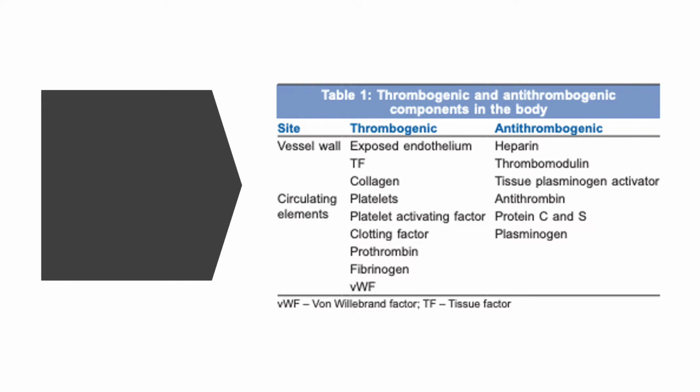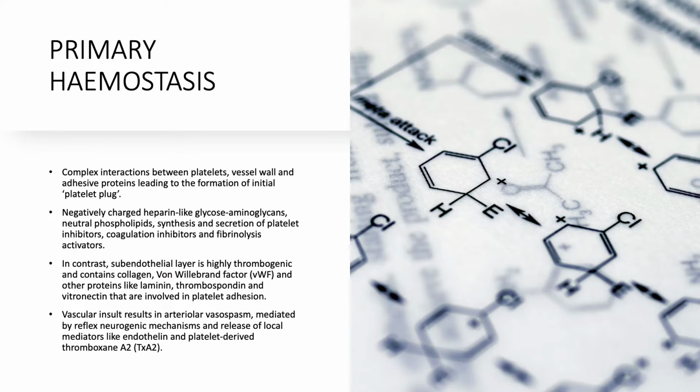Circulating thrombogenic elements are platelets, platelet activating factor, clotting factors, prothrombin, fibrinogen, and von Willebrand's factor. On the other side, the antithrombogenic ones are antithrombin, protein C, protein S, and plasminogen. So this is a very important balance between the thrombogenic and antithrombogenic factors, which keeps the circulation clear of clots, and also makes clot formation immediately available to bring the blood back to normal.